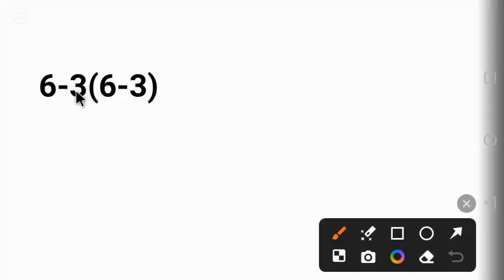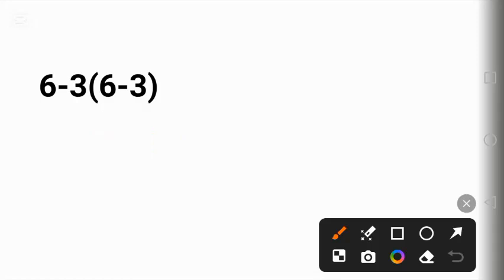Today we are solving 6 minus 3 times (6 minus 3). At a glance, you will be tempted to subtract this 3 from this 6, and that will give us 3 times 3 minus 6, that will give us 3. 3 times 3 will give us 9. This is a wrong answer.